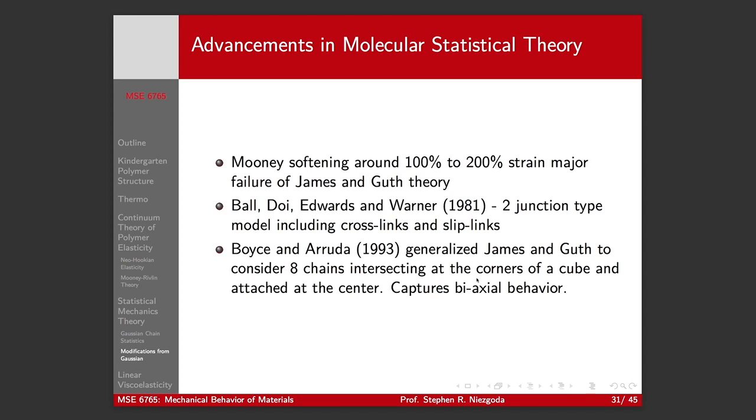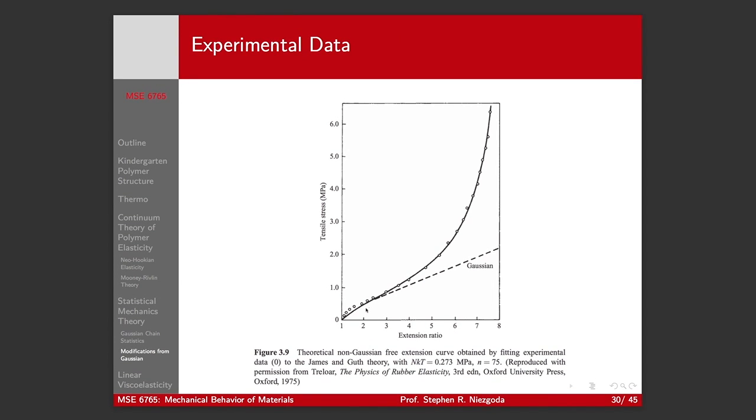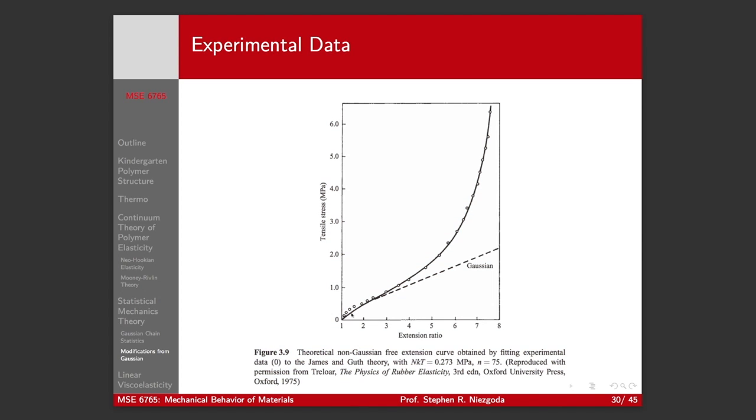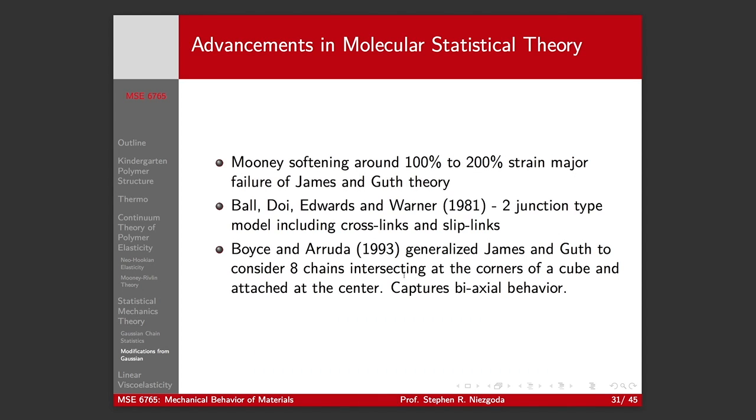And there have been a lot of advances, right? So one of the key things you notice about this Kuhn and Grün, or James and Guth, theory is that it overpredicts the stiffness in the very initial region, right, that Gaussian gets right, but Gaussian drastically underpredicts the long-term behavior. This is called Mooney softening, is the term that people apply to it. And so this James and Guth theory doesn't capture that Mooney softening. So it really works much better for large strains than small strains.